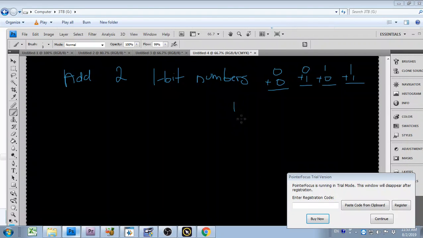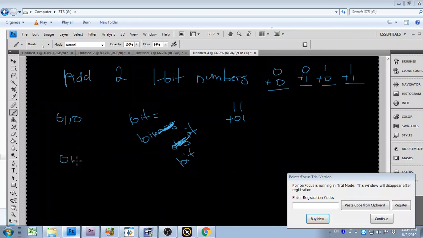Now this would not cover problems like that. Why? Because that would be a 2-bit number. I guess I didn't actually explain that. A bit equals a binary digit. So if you take the bi, get rid of the nary, get rid of the dig, you get bit. Binary digit is a bit, which means that's a 4-bit number, that's a 6-bit number, etc.